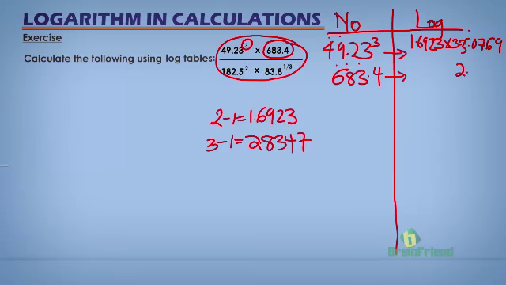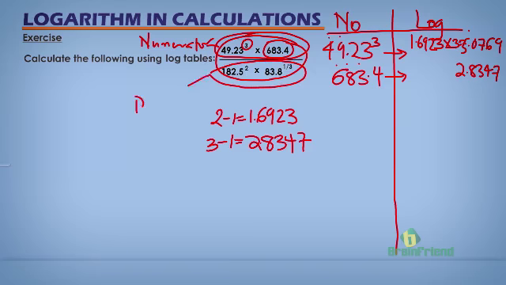We have 2.8347. If we notice from our given question, we have a part of our question which is the numerator. We have the lower part, of course, which is the denominator.